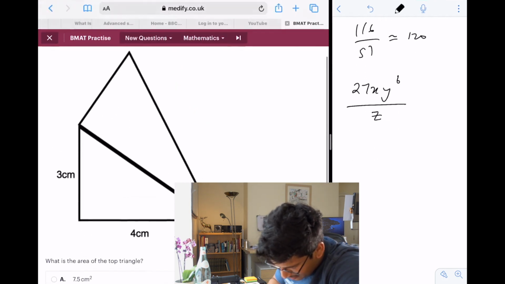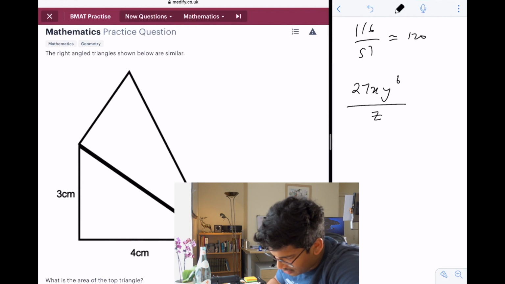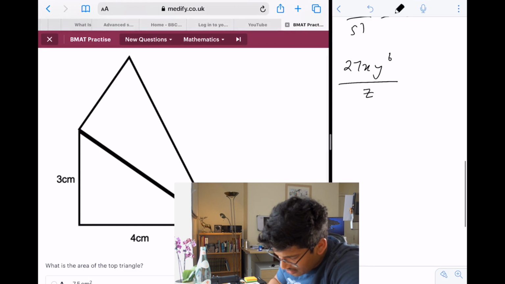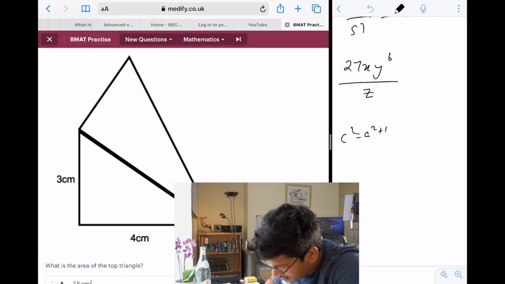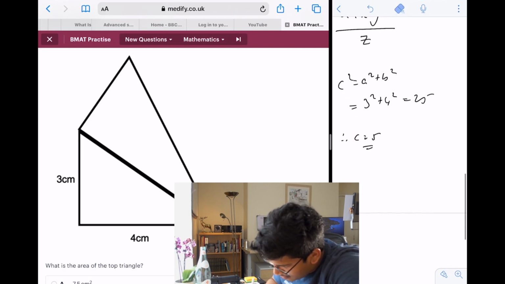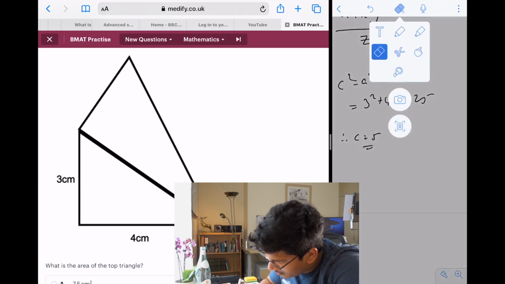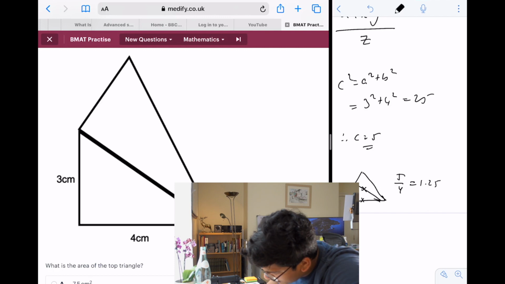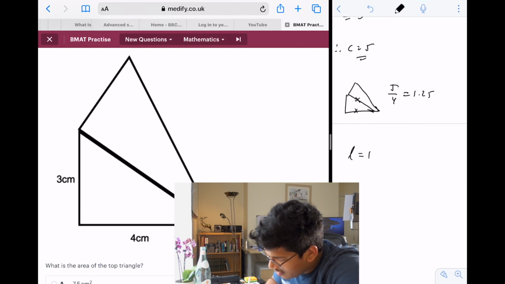Cool. Yikes. Okay. Two right-angled triangles shown below are similar. What is the area of the top triangle? Okay, so let's work out this hypotenuse quickly. So c squared equals a squared plus b squared, which is equal to 3 squared plus 4 squared, which is equal to 25. Therefore, c equals 5. Great. So then the ratio of length, because, if I draw it out for you, to make it a bit more easy. If you have this triangle, then we have this, then like this and this will have a ratio that's 5 over 4, which is 1.25. So that's the length ratio.